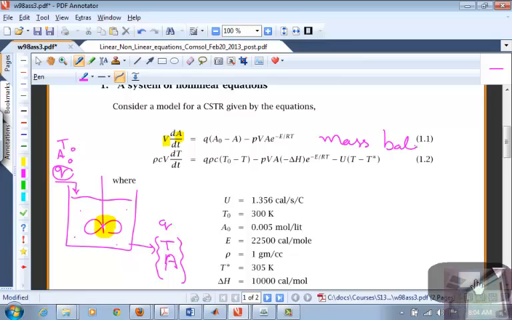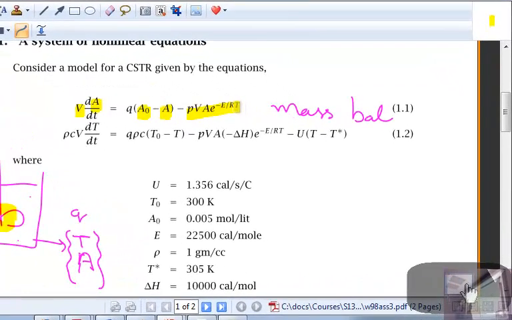And the second equation then is an energy balance. Okay, and you can understand. So this is the input term. Okay, this is the output term, and this is the reaction term. The reaction term is the nonlinear term.